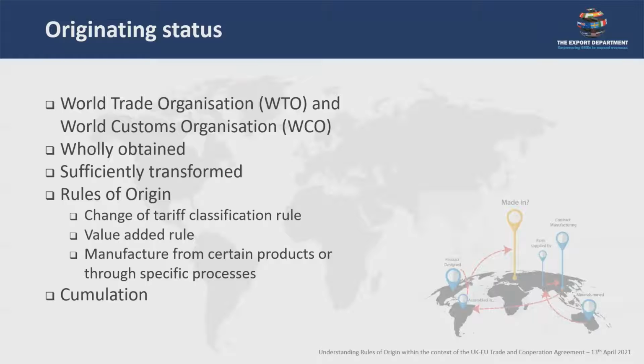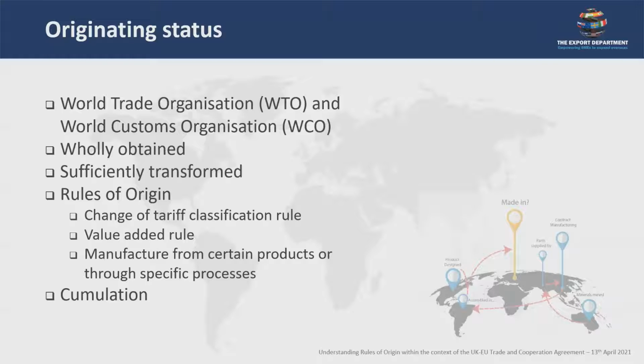It's that sufficiently transformed. So the rules of origin as set out by the WTO and the WCO focus on three different mechanisms, if you like, to determine the origin. So we have what's called the ad valorem, or the value added rule. We have the change in tariff classification rule, which a lot of the Trade and Cooperation Agreement leans on. And then we have the manufacture from certain products or through a specific process rule.